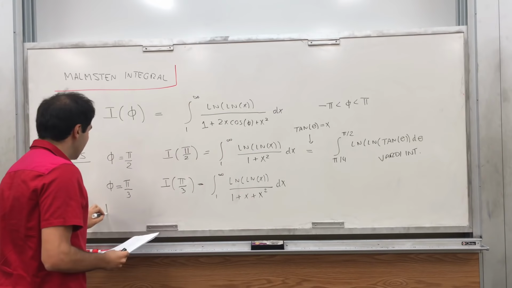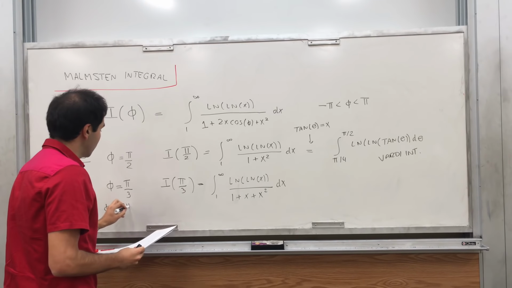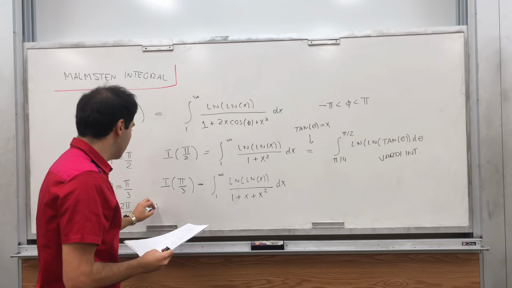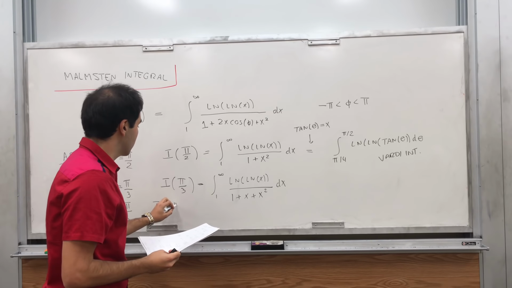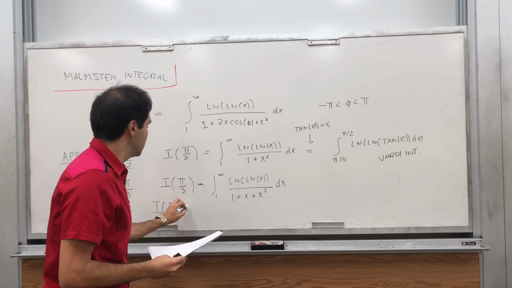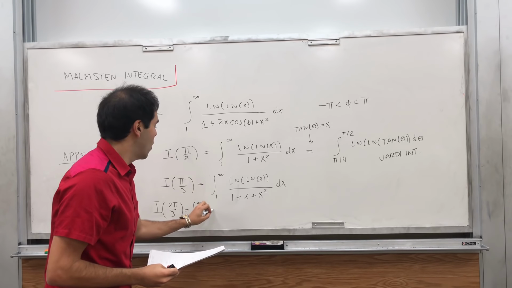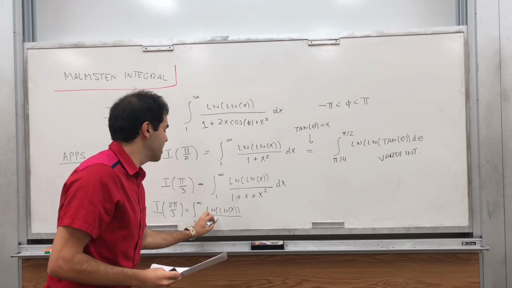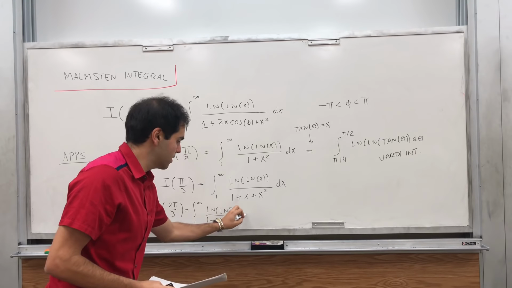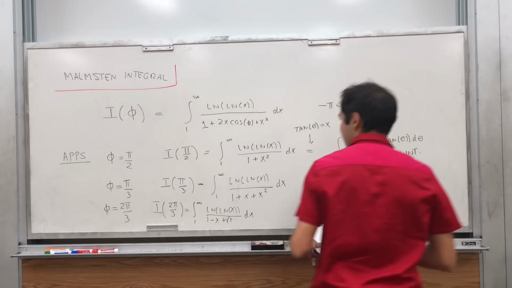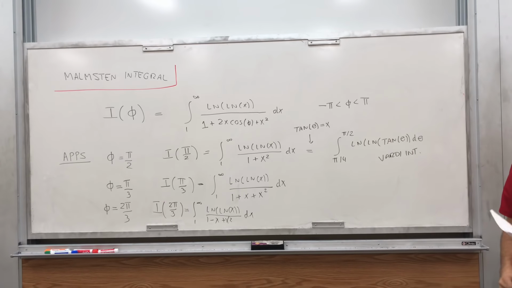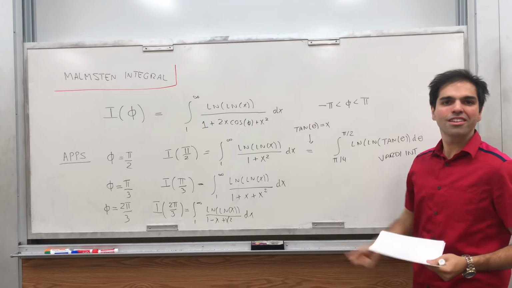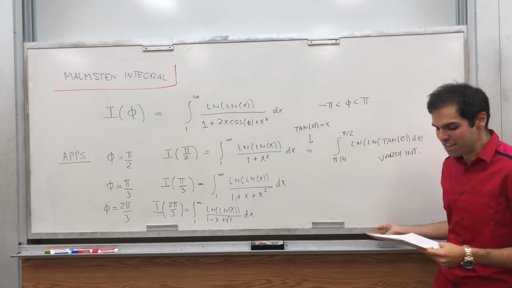And lastly, if theta is 2 pi over 3, then I think cosine of theta is minus 1/2, and I of 2 pi over 3 will be the integral from 1 to infinity of ln of x over 1 minus x plus x squared dx. So in other words, we'll evaluate all those integrals at once and other kinds of fun integrals if you want, depending on your favorite value of phi.